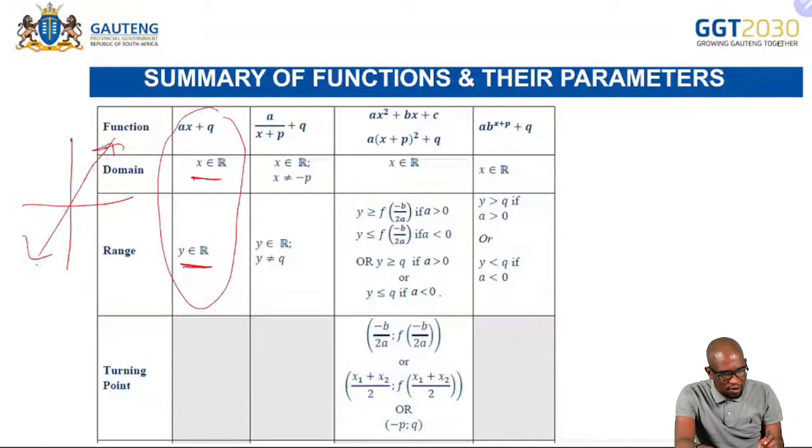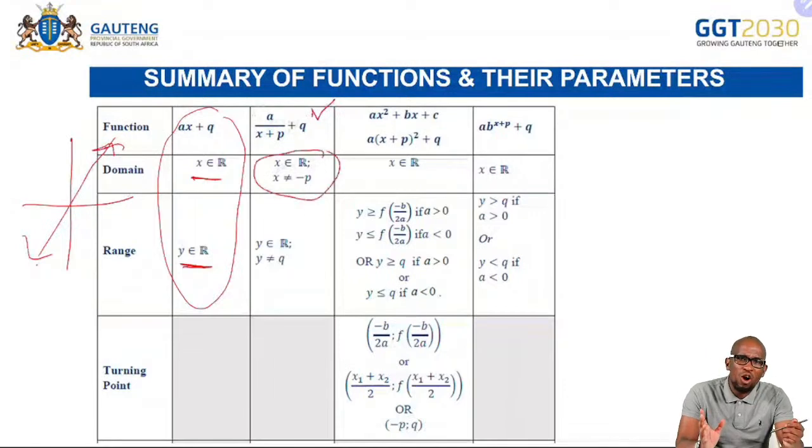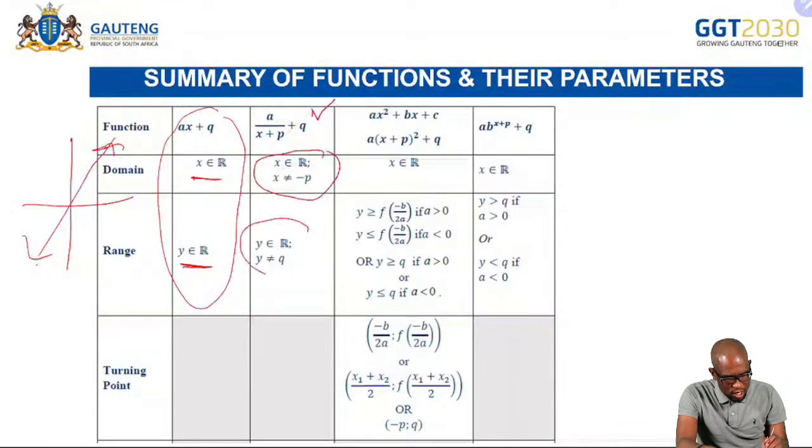You can see now we have a hyperbolic function here. The domain takes all the real numbers but excludes the asymptote, because the graph is not allowed to touch the asymptote. The range as well will take all real numbers but will also exclude the asymptote. So that's very important.